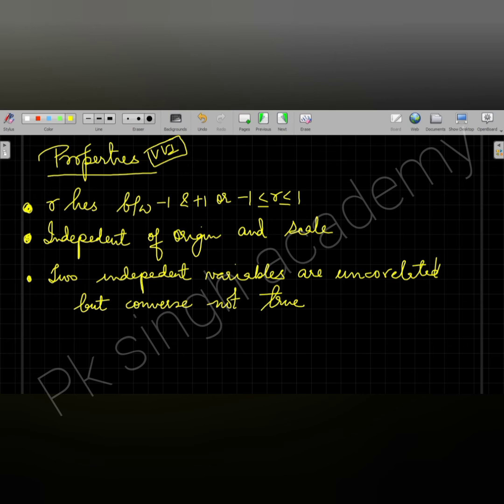Clear? Two independent variables are uncorrelated, but the converse is not true. Independent variables are the variables which are not dependent, so they are uncorrelated. But if variables are uncorrelated, then the converse, that they are independent, will not be true. Clear?